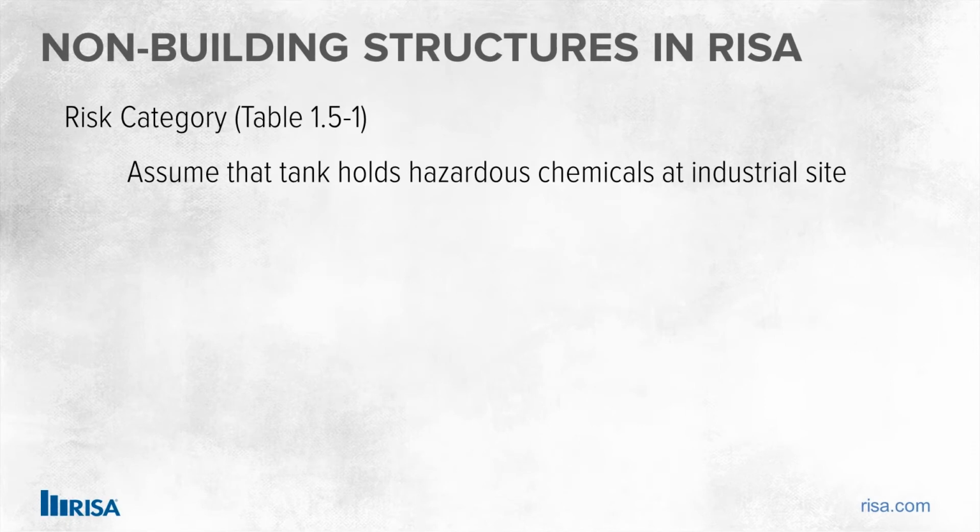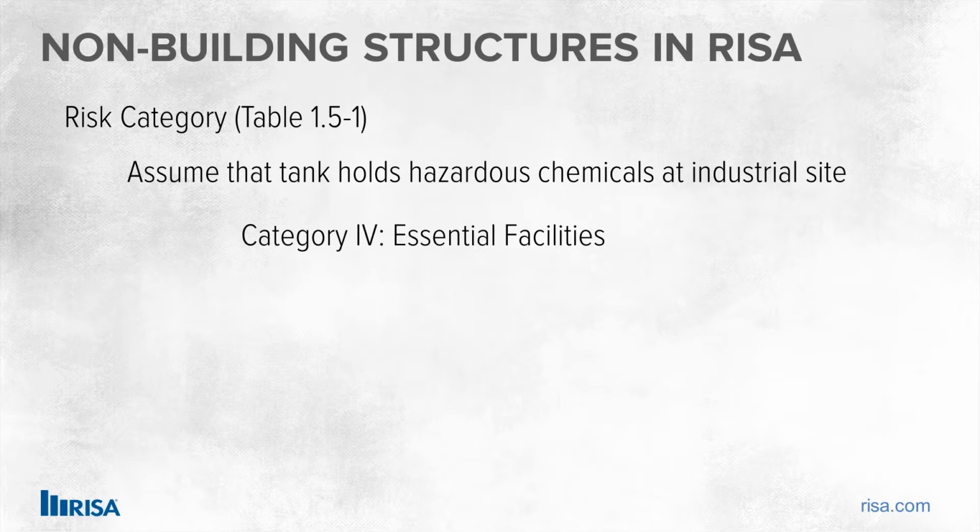So let's start at the top with risk category. With risk category here, we would go to the table at the front of the code, and in this case, the non-building structure that we worked with previously was a large tank sitting on legs, and then it had a lattice structure that was some sort of a conveyor system or the like that was probably loading the top of that. And so in this case, let's go ahead and assume that that tank, as opposed to being a water tank, is maybe holding some sort of hazardous chemicals at an industrial site.